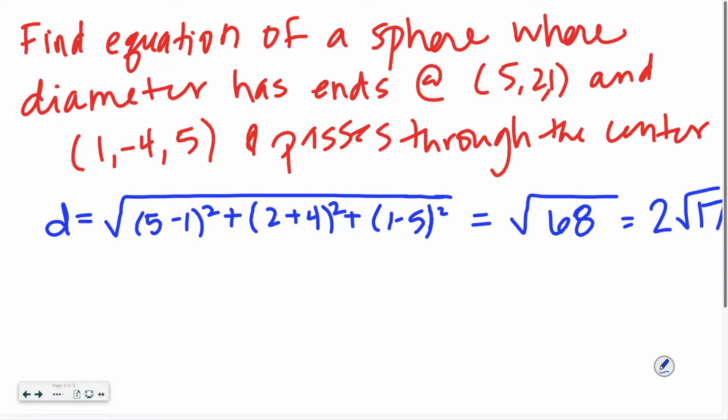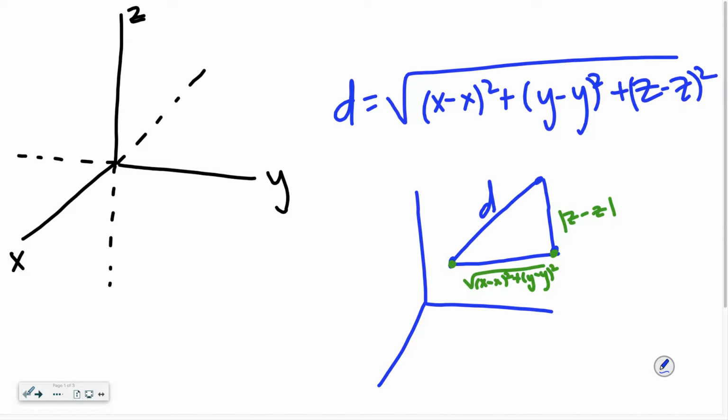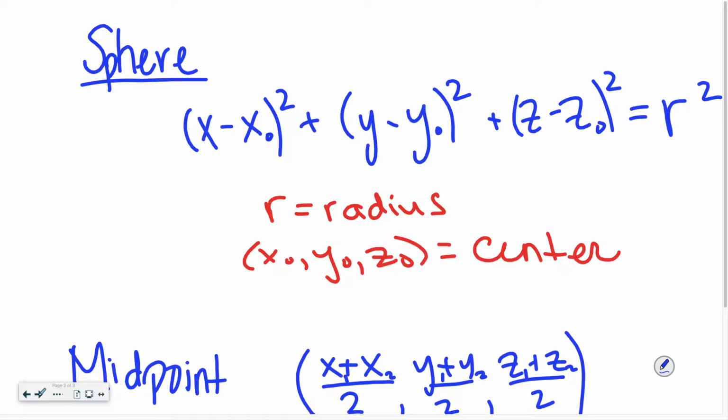Why is the first one 5 minus 1? Shouldn't it be 5 plus 1? Because it's 5 and a positive 1. Yeah, so we subtract them. I thought it was x plus x. That's what I wrote. No, for distance, you subtract. Okay. Whew.